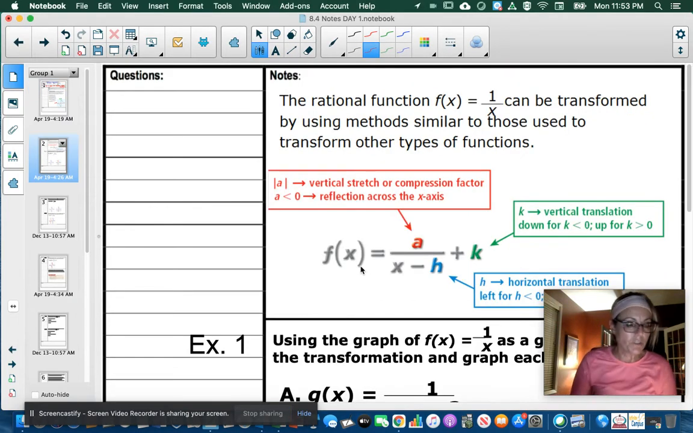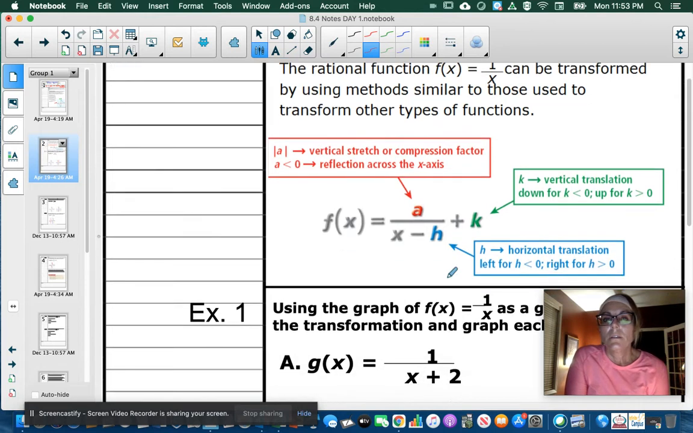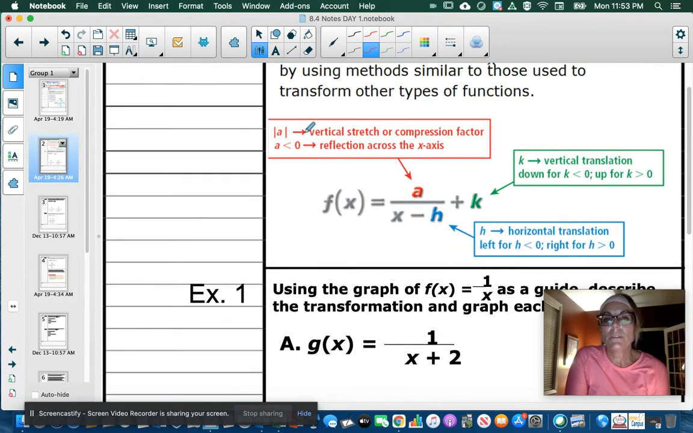The rational function f of x equals 1 over x can be transformed by using methods similar to those used to transform other types of functions. All right, so here we go. F of x equals a over x minus h plus k. The a represents the vertical stretch or compression factor.